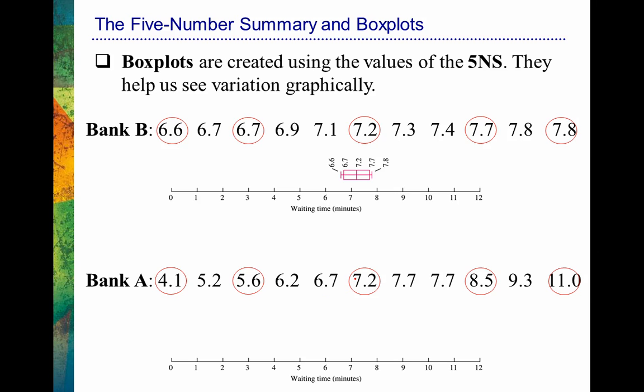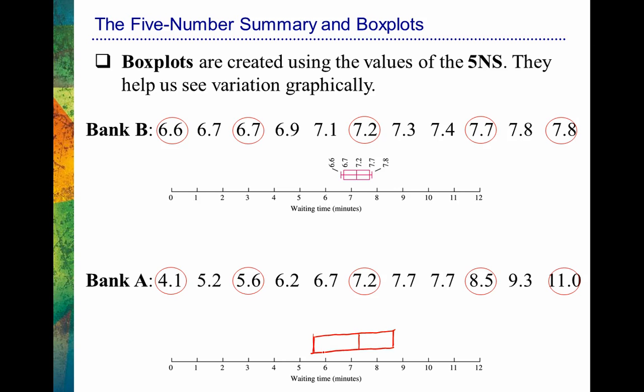I start with that median value, 7.2. So that's going to be somewhere right around here. Then I find my first quartile, 5.6. That's maybe somewhere right here. I find my third quartile, 8.5. That's right around here. And now I can, if I'd like to, draw my box.